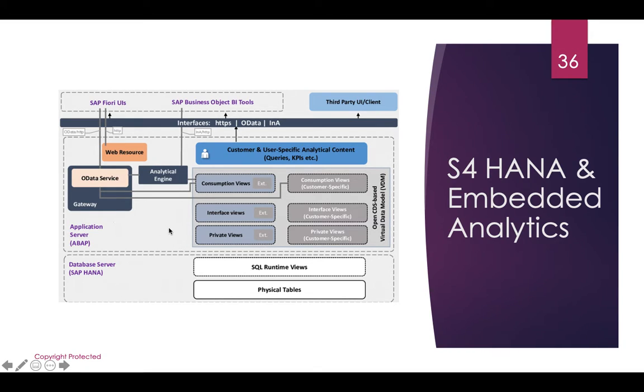And then when you go to the application server layer, there will be private views, interface views, and consumption views, which means that for all these things where we were writing custom programs or some kind of analytics, the views are now directly available in the application itself. And the analytical engine and the OData service through SAP Gateway are directly connected to SAP Fiori as the user interface, SAP Business Objects as the BI tool, and also any third-party user interface client.